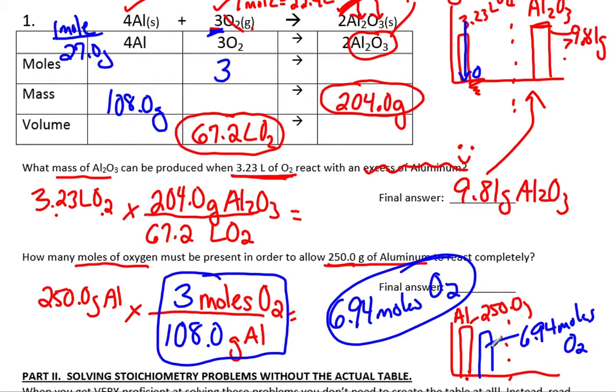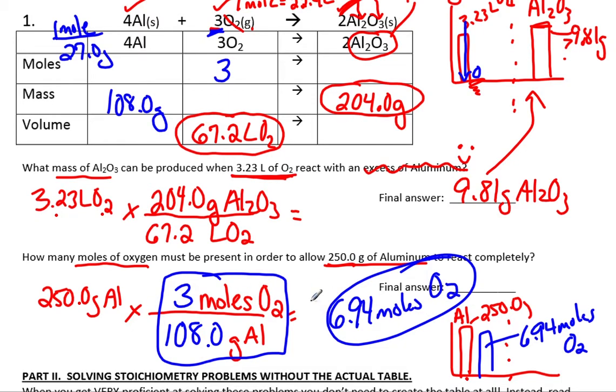And as long as I have about 7 moles of oxygen, I can use up all my aluminum. But if I have anything less than about 7 moles of oxygen, that's going to run out first. And I'm still going to have extra aluminum. I can't use all 250. So that's what this problem is solving.